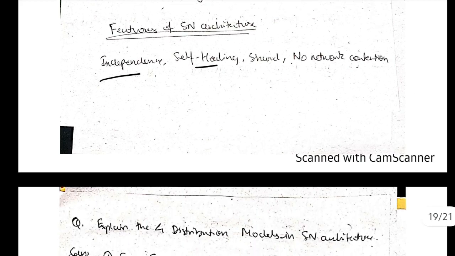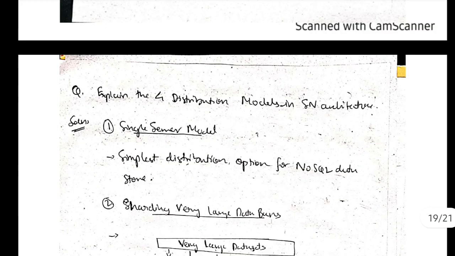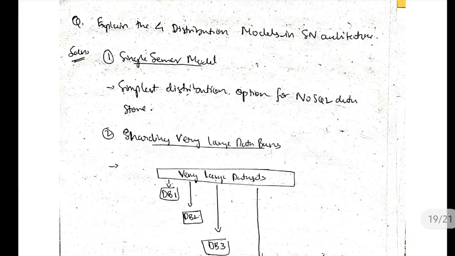Features are independent, self-healing, shard, and no network contention. At this point of time, you need not worry about the features. You can write whatever you want, if you have listened to part 1 and you are listening till this point. There are many questions that have asked about the features, and all of them are similar only. So don't care about the features, just get the main concept of what the question is about.